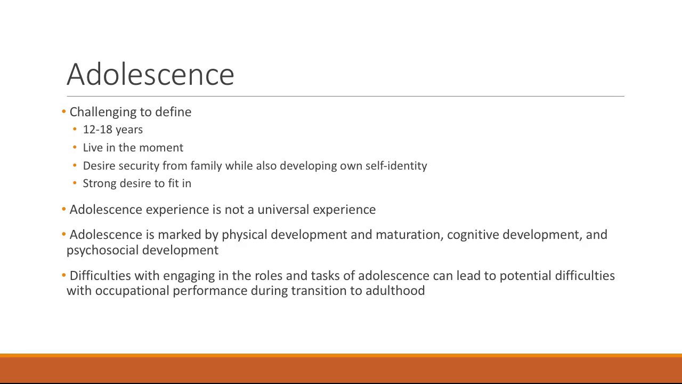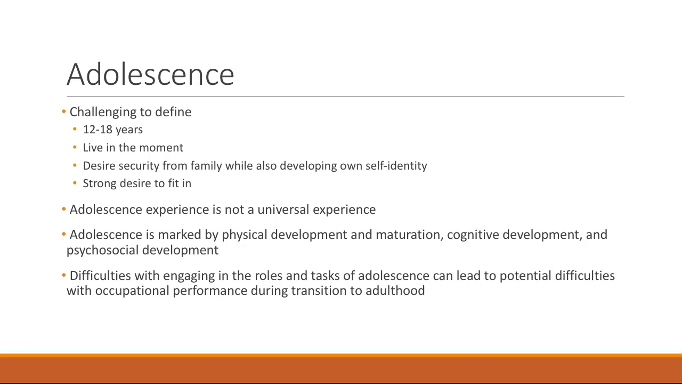So how do we define adolescence? It's somewhat difficult to define, but it's generally referred to as the time period between 12 and 18 years of age, and it's marked by an individual preparing themselves for adulthood. Adolescents tend to live in the moment, and they have a tendency to want the security of their family, but also while simultaneously desiring to be viewed as independent and as a young adult. Adolescents begin to develop a sense of identity as they explore different interests and passions, and they also tend to have a strong desire to fit in with their peers.